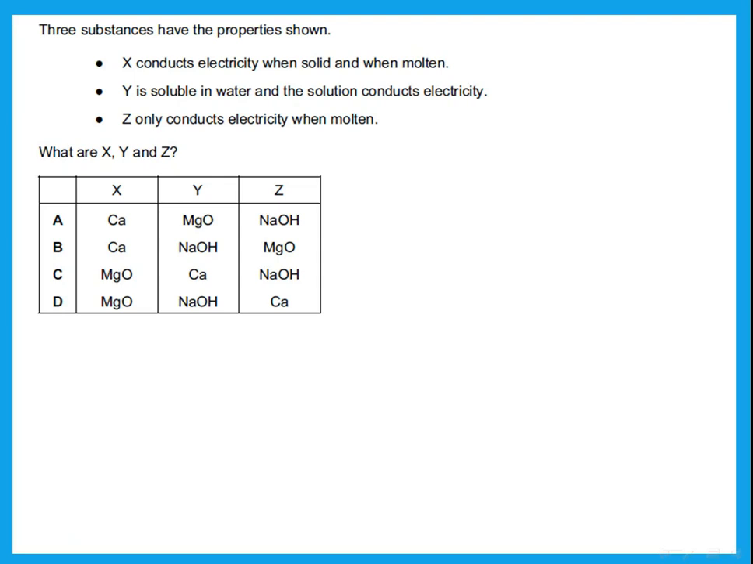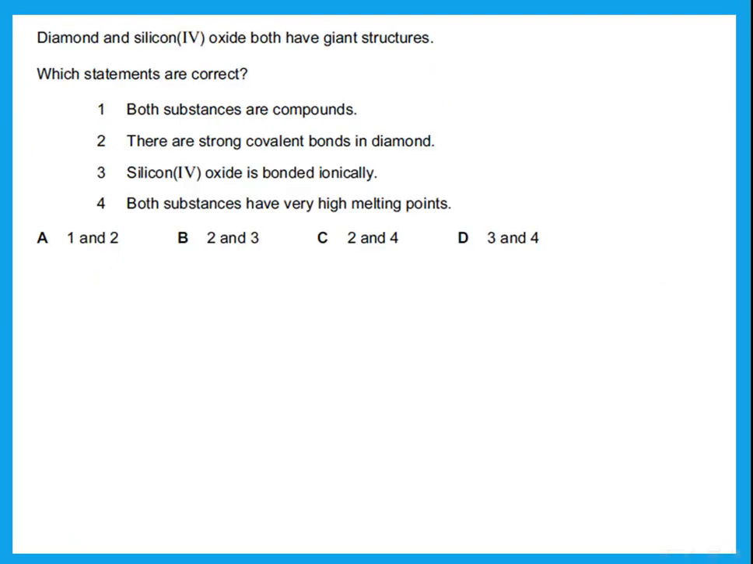Z only conducts electricity when molten, so Z is an ionic compound. So obviously my answer is B. Were you able to get that? Think about it one by one in the same way that we're thinking about it together now in order to get to the answer. Now he's saying diamond and silicon oxide both have giant structures. Which statements are correct? Let's take them one by one.